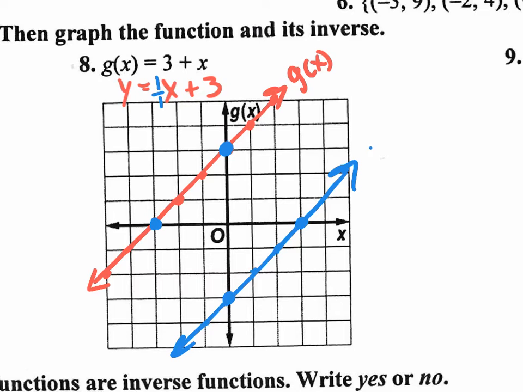And this is what we call the inverse of g of x. So there it is. We graphed one line, and then we reflected it over the y equals x line. How do we reflect it? All you did was take each coordinate and switch x and y.